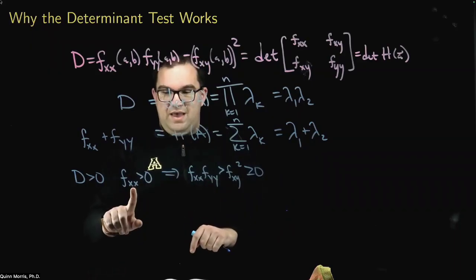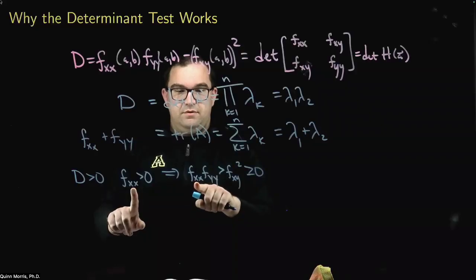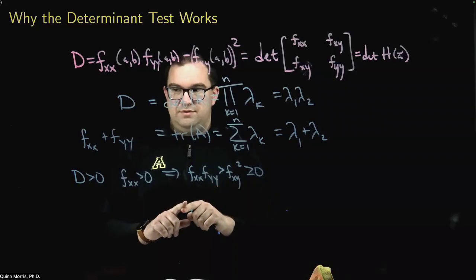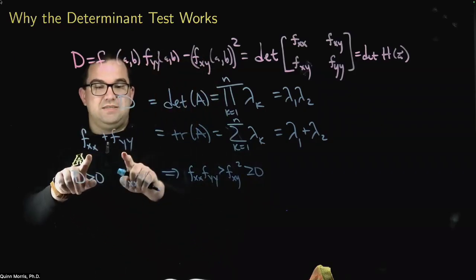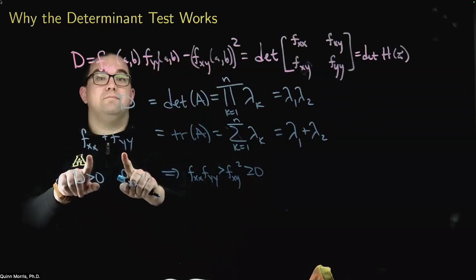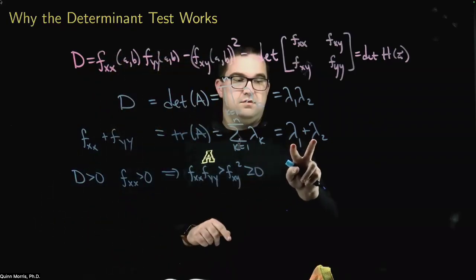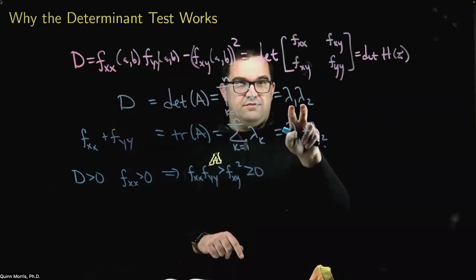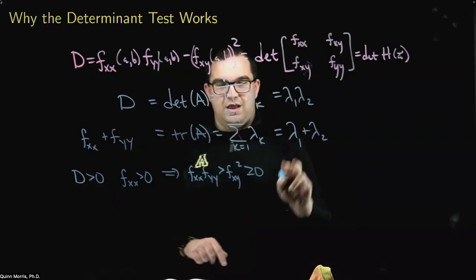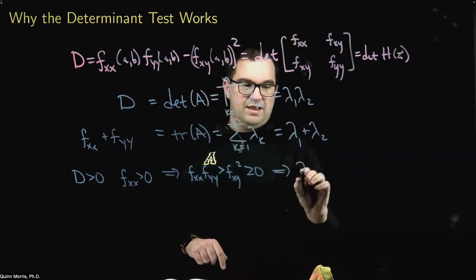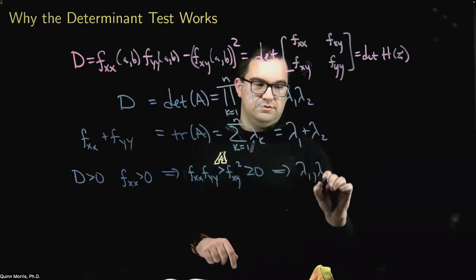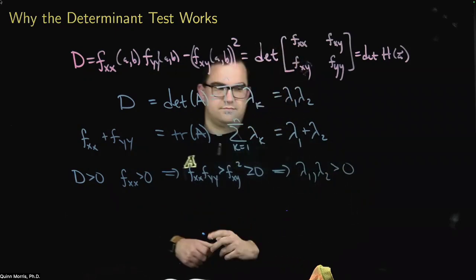Okay, so if fxx I know is positive, these have to have the same sign. So fyy must also be positive. That means fxx plus fyy, which is the trace, must be positive. So now I know that the product of the eigenvalues is positive and the sum of the eigenvalues is positive. That gives me that both of my eigenvalues have to be positive.